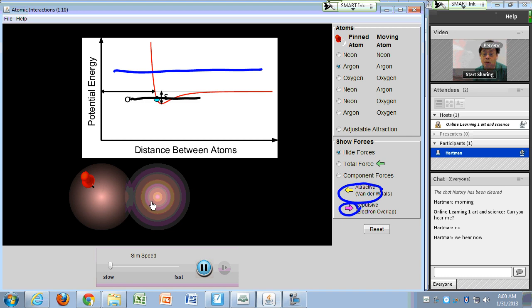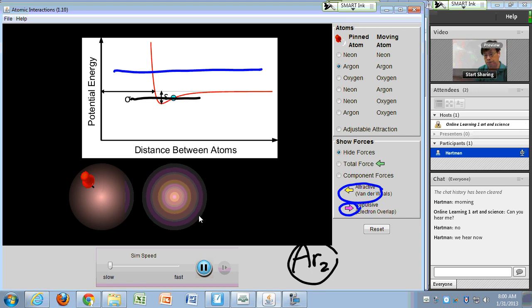So now their total energy is just this much. Now what you'll see is if I let go, your two atoms are stuck. They can't move away from each other. What you see there is the vibration of two argon atoms in a molecule. This is what we would call an Ar2, a diatomic argon molecule. All right, so that's how bonding is formed.